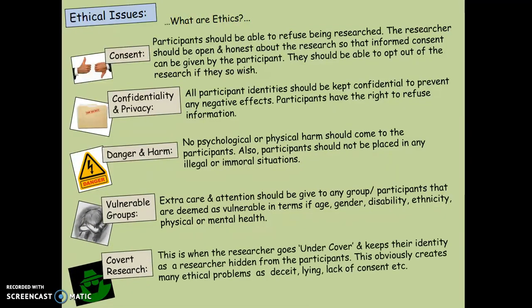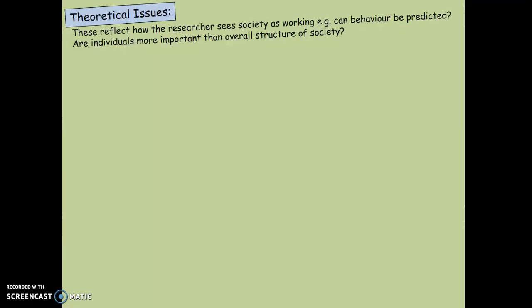Covert research. This is where the researcher goes undercover and keeps their identity as a researcher hidden from the participants. This obviously creates many ethical problems such as deceit, lying, lack of consent, etc. Finally, we have theoretical issues. These reflect how the researcher sees society as working. For example, can behaviour be predicted? Are individuals more important than the overall structure of society?